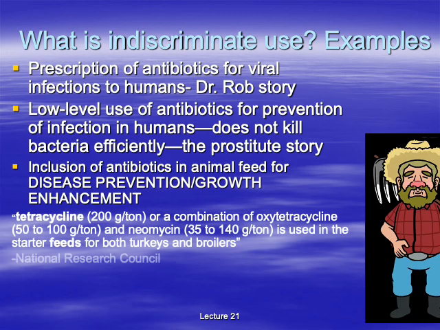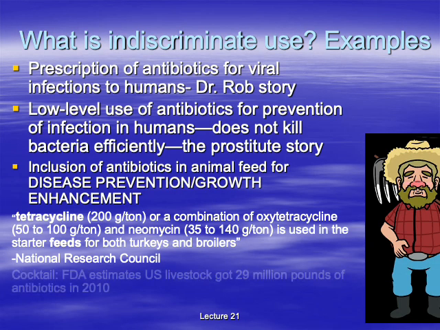Here's an example. This is from the National Research Council. Tetracycline, or a combination of oxytetracycline, that's a next generation, and neomycin, you can look at the amounts, are used in starter feeds for turkeys and broilers, chickens for food. It's normal, it's allowed, all right? And you think, well, it's only a few hundred grams per ton. Well, how many tons of chicken food are used in the United States every year? Or turkey food? It adds up. It's a lot of antibiotic exposure.